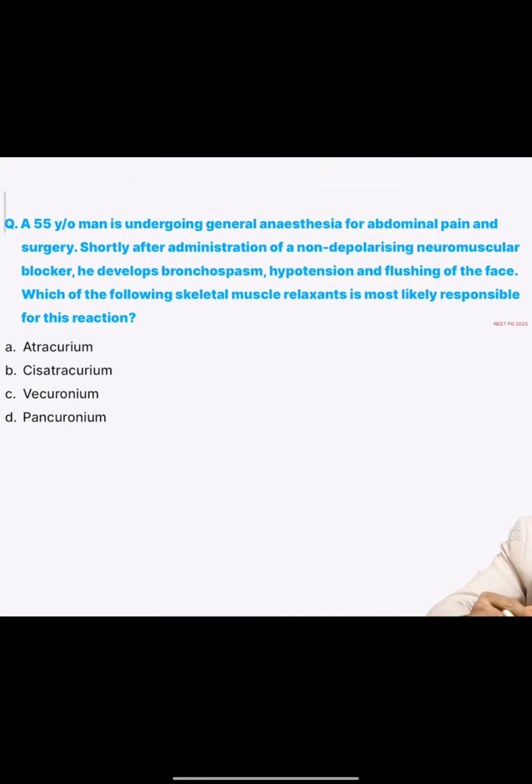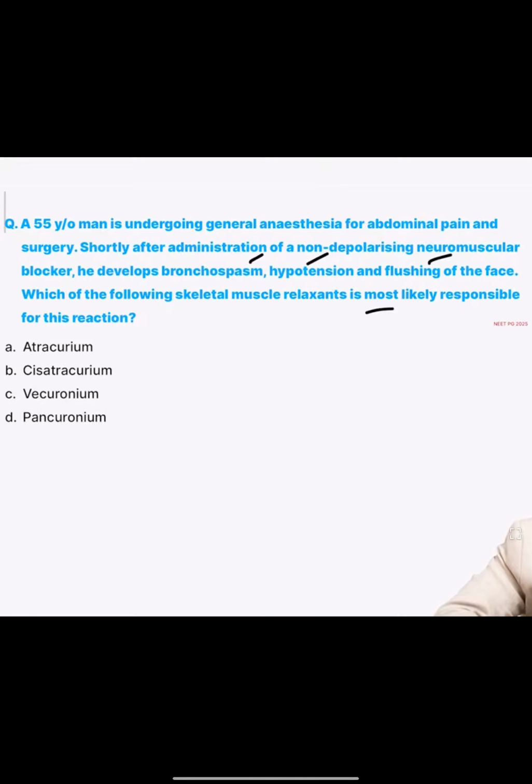Okay, next. A 55-year-old man is undergoing general anesthesia for abdominal pain surgery. Shortly after administration of a non-depolarizing muscle relaxant, he develops bronchospasm, hypotension, flushing of the face. Which of the muscle relaxants is most likely responsible, guys? Remember, this is purely an allergic reaction caused by a muscle relaxant. And which muscle relaxants will cause allergic reaction? Always remember the muscle relaxants belonging to the category benzylisoquinoline. Those will cause allergic reactions, such as atracurium, cisatracurium, mivacurium and all. Okay, those curiums will cause allergic reaction.